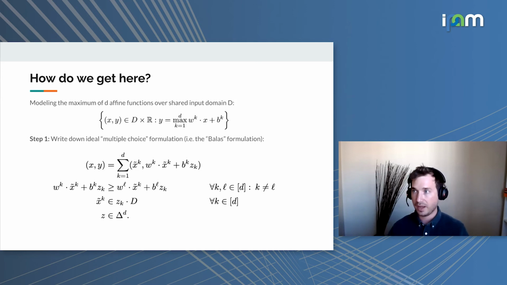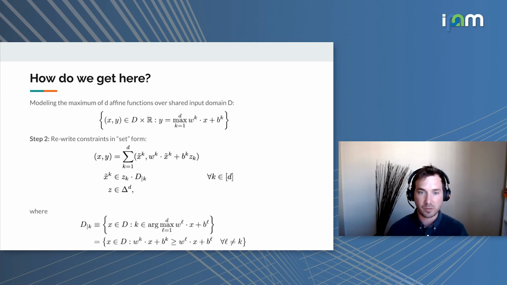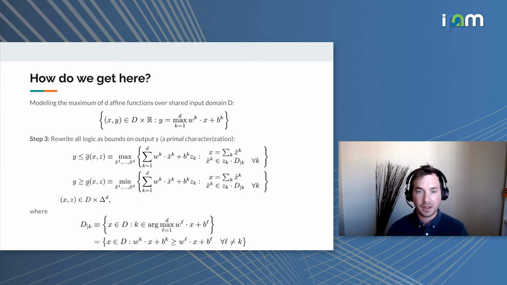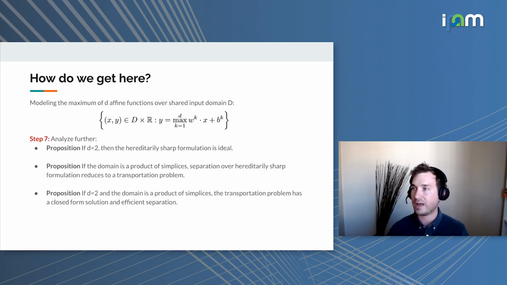Okay. And like I mentioned, we have this whole framework for generating these formulations for arbitrary inputs, arbitrary affine functions that describe the output. I'm not going to belabor the details too much. Essentially, we start with this Balash extended formulation and do some manipulation, apply a Lagrangian relaxation, and then do a bit more analysis afterwards.